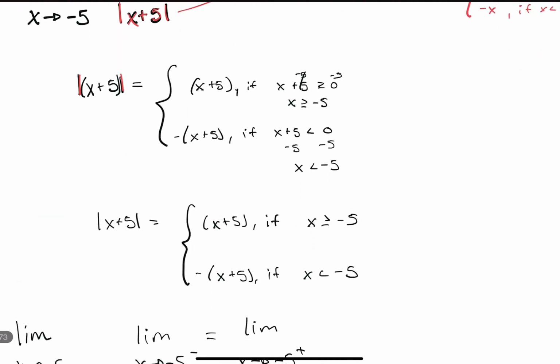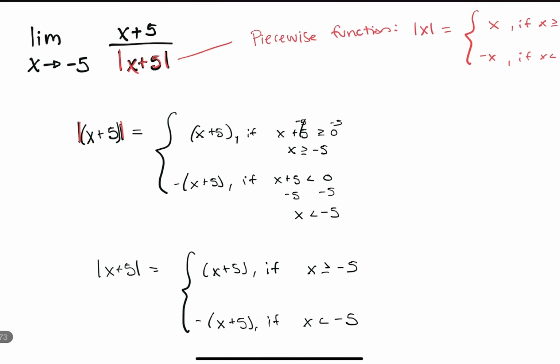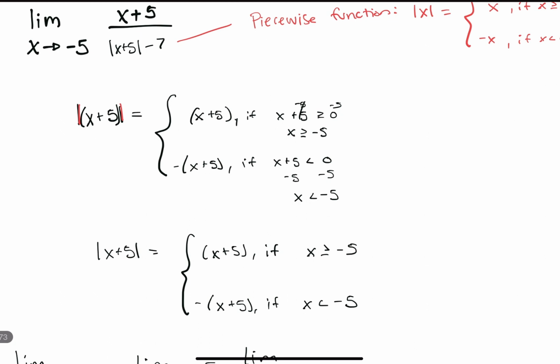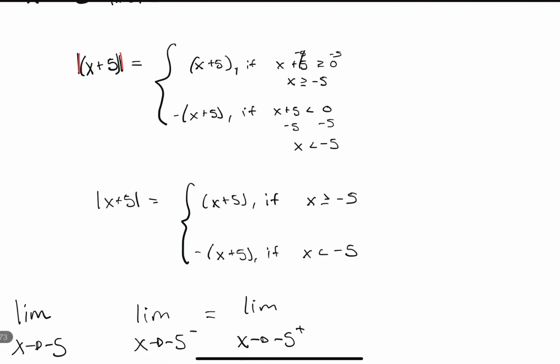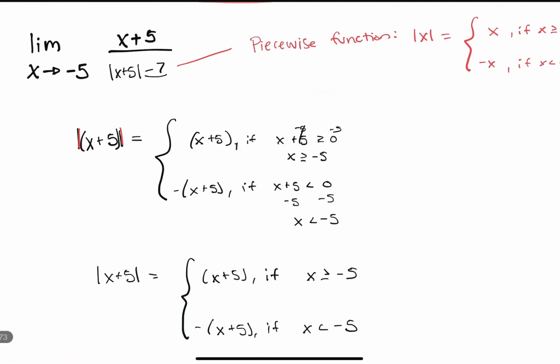And then one more quick thing is that when we're looking at these absolute values, if you were to have, say, the absolute value of x plus 5 minus 7 in the denominator, even though you have that -7 out here, when you're working with your absolute value in terms of the piecewise function, you only want to use what is in the absolute value signs. So you would ignore this -7.